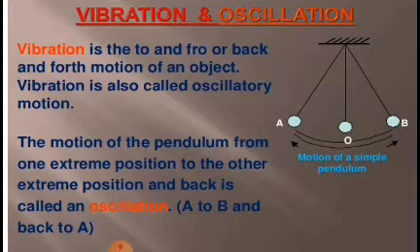The motion of the pendulum from one extreme position to other extreme position and then back to the mean position, which is known as oscillation. Here the movement of the pendulum from A to B and from B to O again. So this gives one complete oscillation.